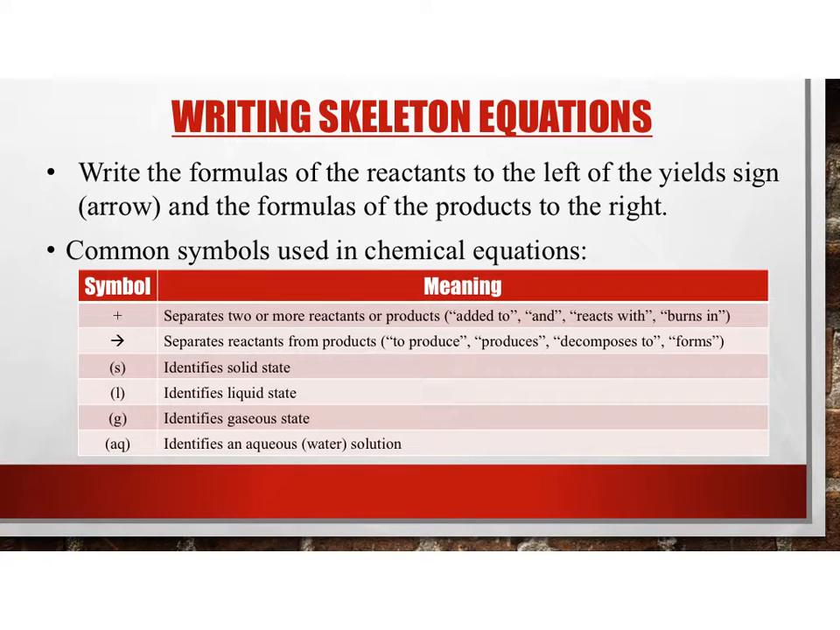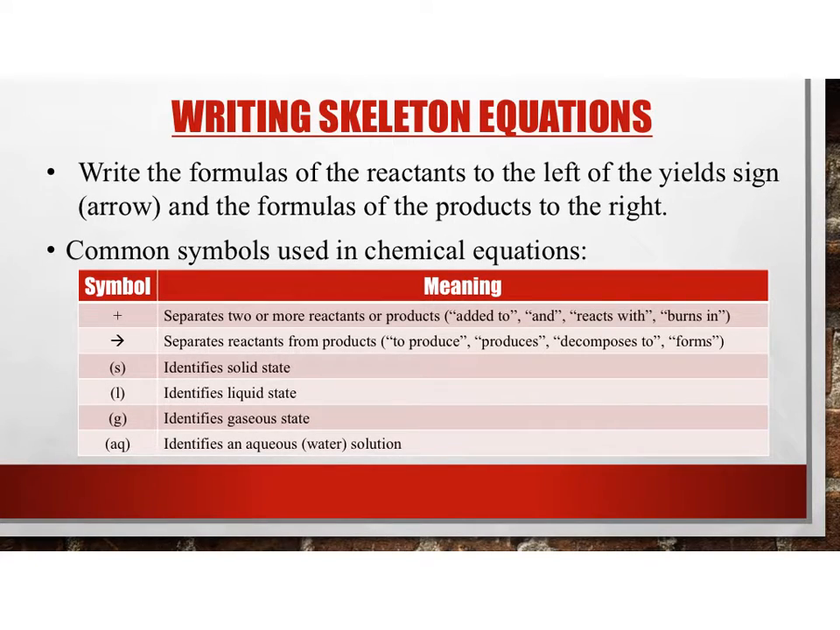The arrow is referred to as a yields sign. It separates the reactants from the products. And as I mentioned earlier, the words forms, produces, produce, decomposes to, those are all verbs to look for to help you know that it's time to place your arrow in the equation.